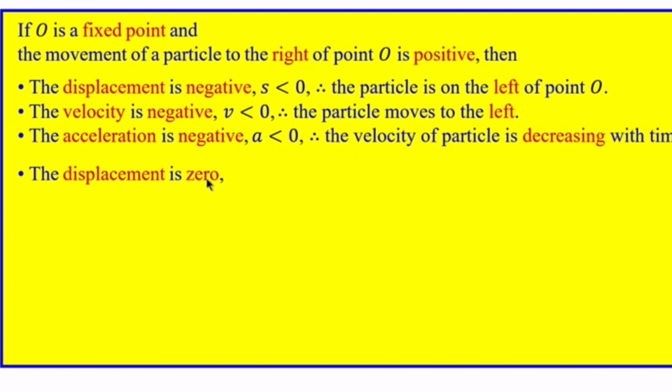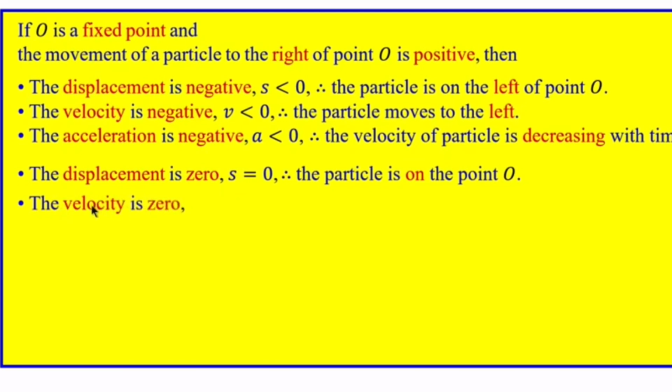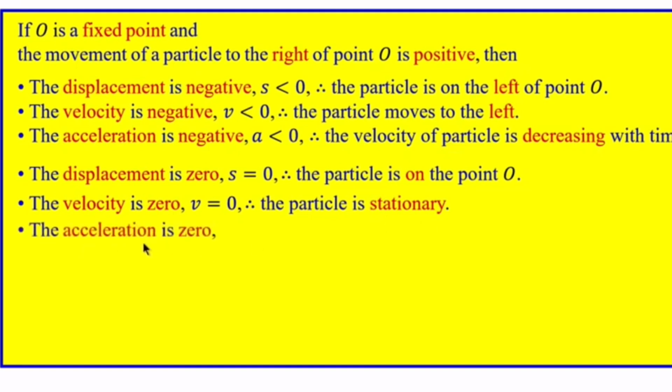When the displacement is 0, it means what? S equals 0. It means the particle is on the point O or fixed point, the velocity is 0. It means the particle has actually stopped instantaneously, or we call it stationary or stop, the same meaning.